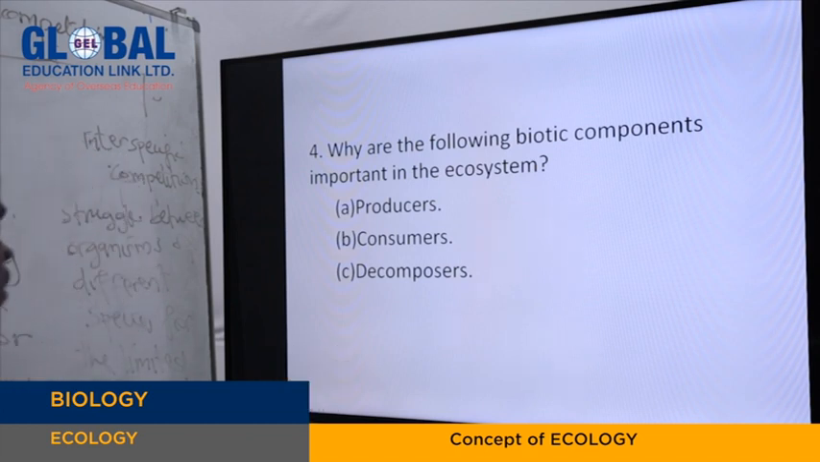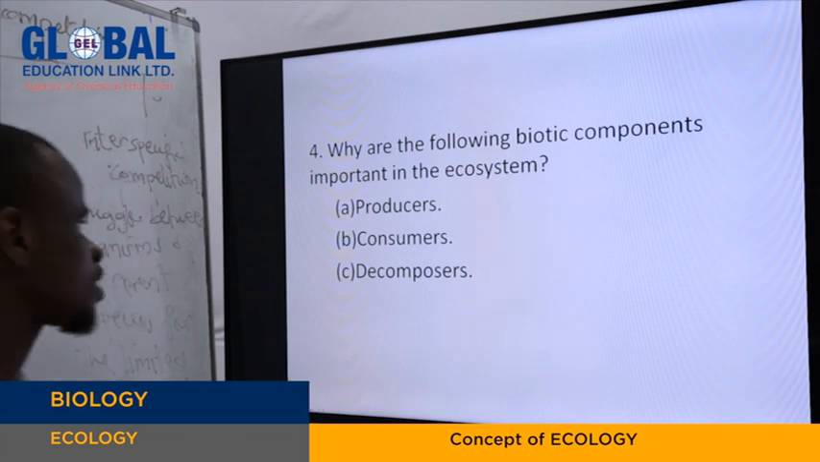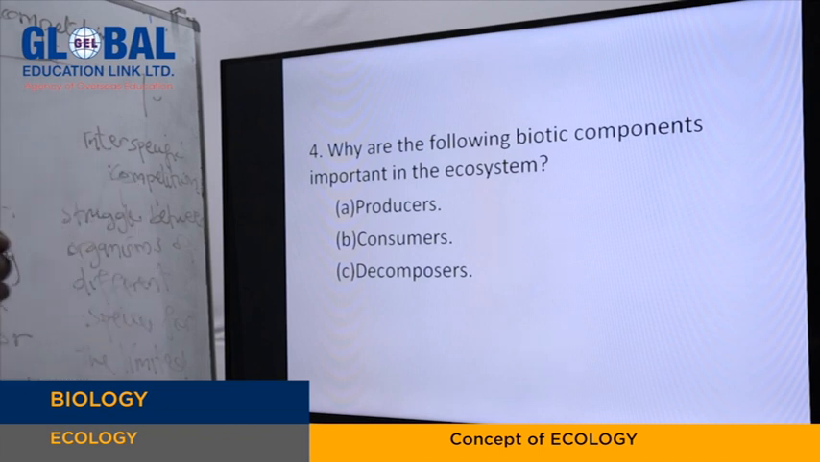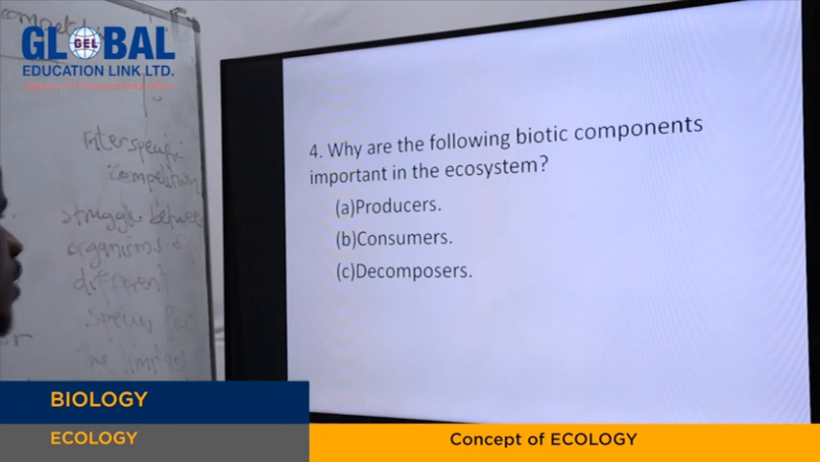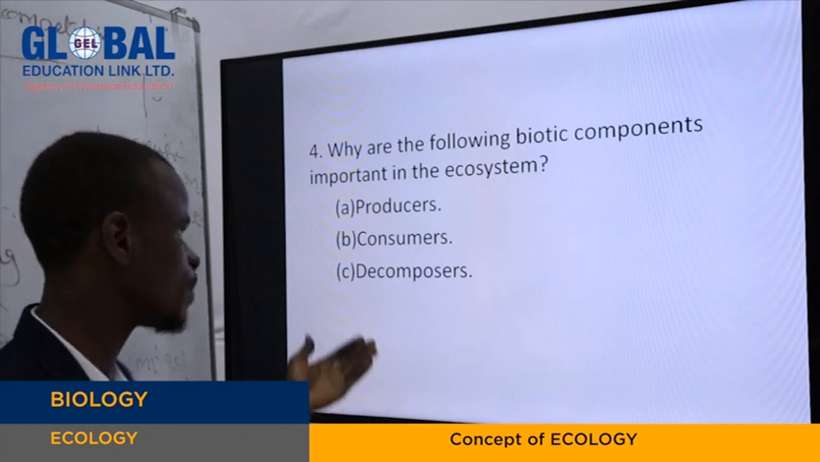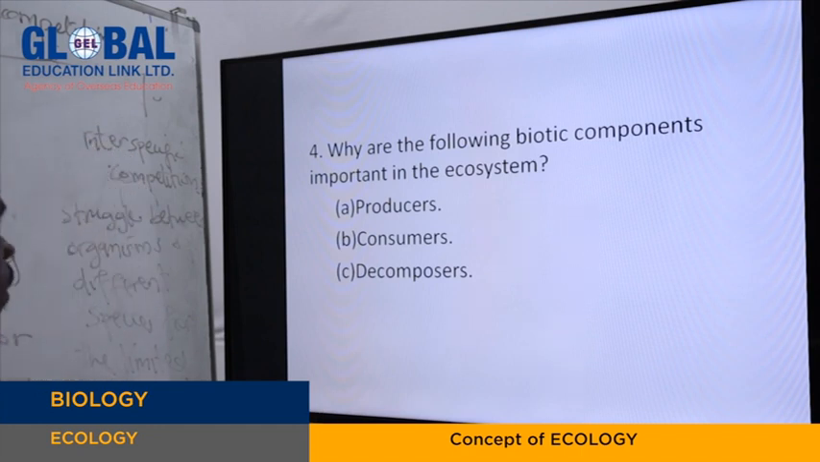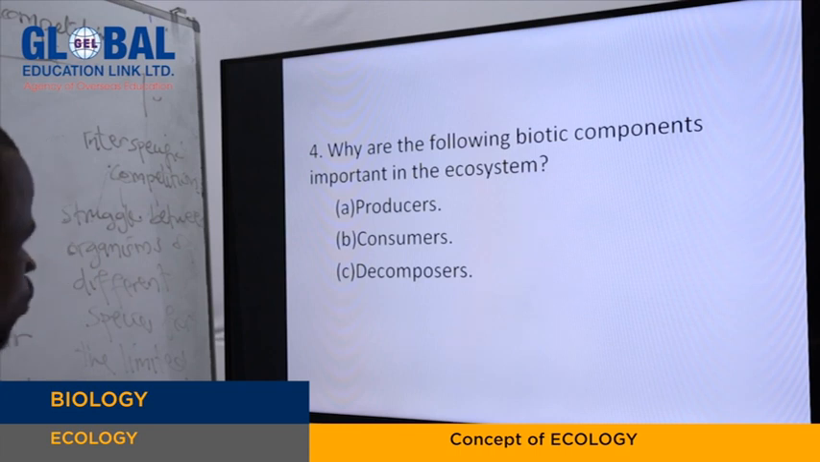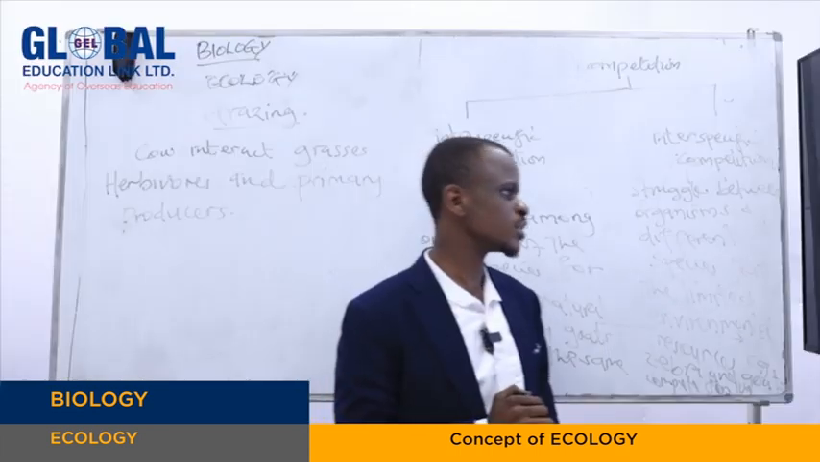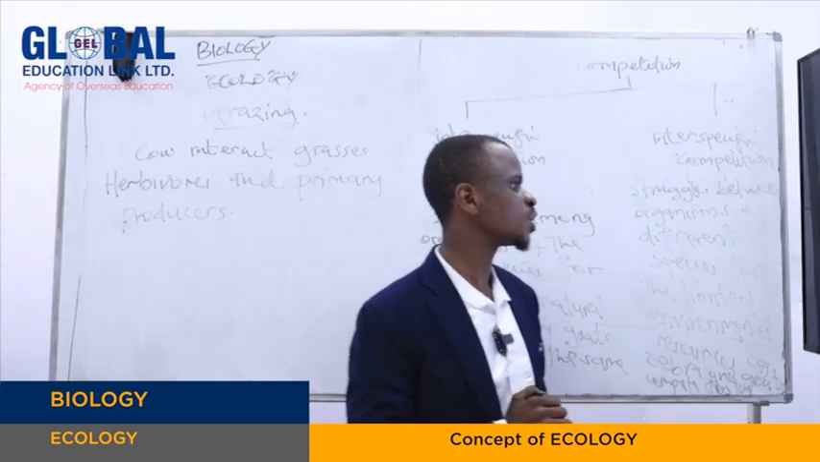Then part C, decomposers ensure nutrient circulation and energy flow in the ecosystem. Decomposers break down dead organic matter. Therefore, they set the nutrients free. For example, nitrogen and phosphorus are set free from dead organisms, which can be consumed by producers. Then producers can be consumed by consumers.